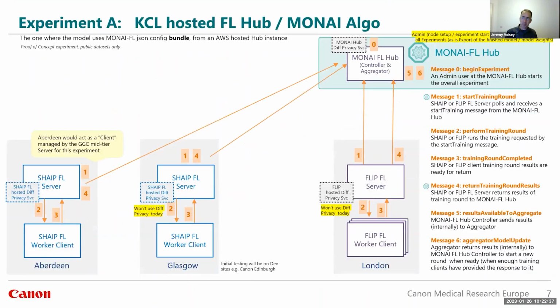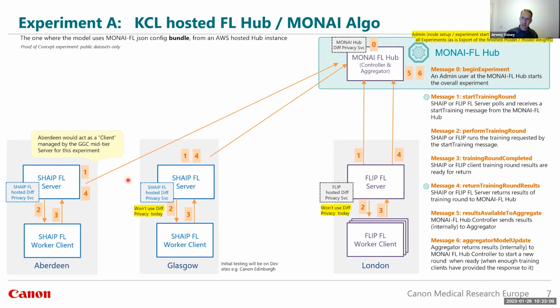So here's the first experiment we wanted to carry out then. Experiment A, and what we had here is King's College London and FLIP were going to host the MONAI FL hub. Let's just take a look at what's going on here. So we start off with the MONAI FL hub, which is doing the controlling and aggregating of the model weights, and it begins the experiment. Now, the message that is sent, message 1, start training round, doesn't go directly to a client, but goes to what we call a mid-tier server.